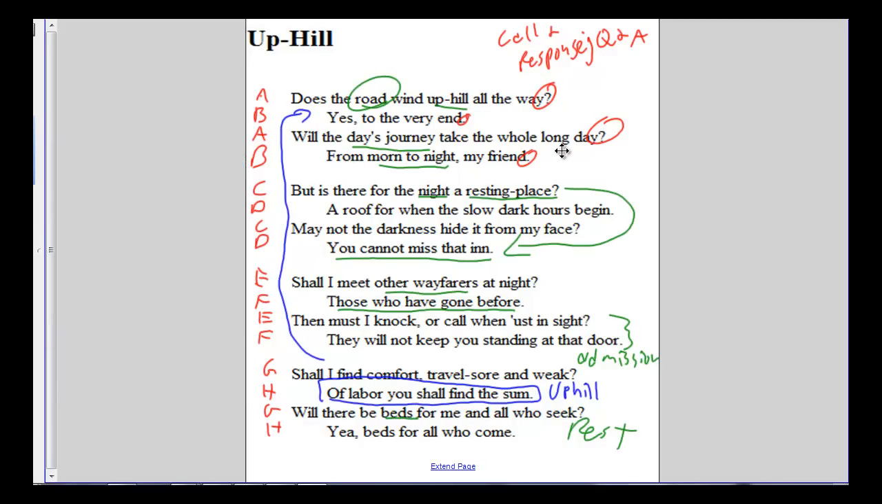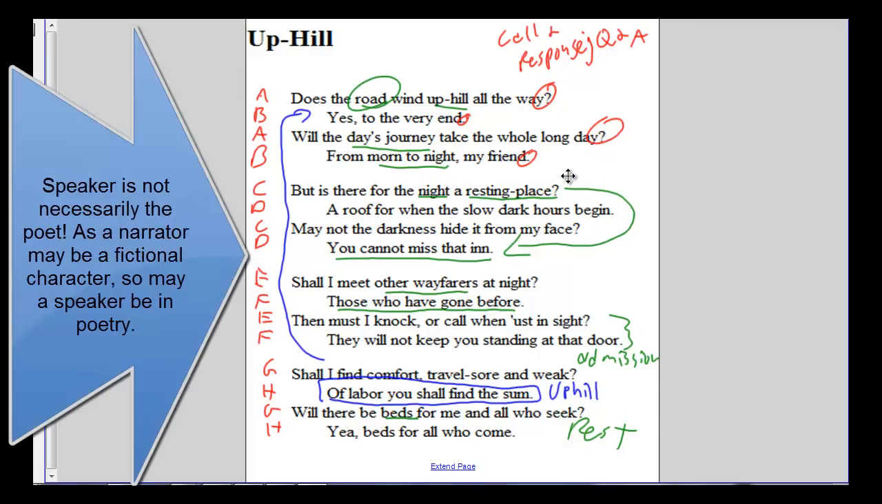"Will it take the whole long day from morn to night?" "My friend." Well, what is going on with these questions and periods? It seems like call and response, almost question and answer. One person is asking the question at first, another person is answering. It's a really interesting structure when you think about speaker. It's like there are two narrators that are telling us what's going on in the poem. We're listening in on a conversation, one that is completely question and answer, call and response.